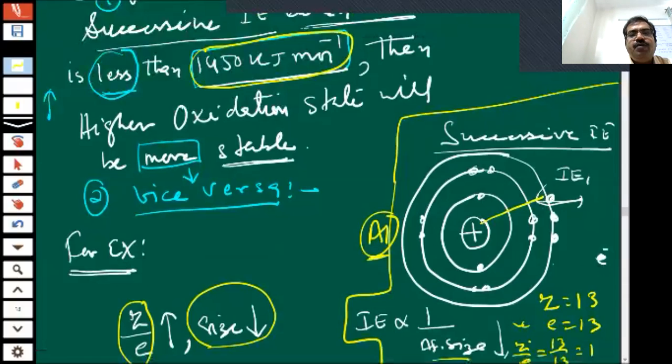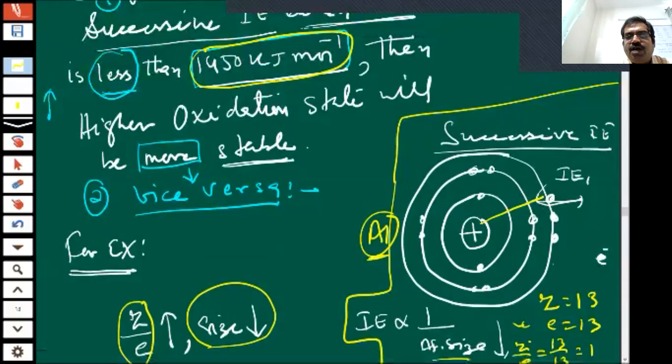Difference between IE2 and IE1. What is the difference? 7298, remove the decimals, not required, minus 520. The difference comes to 6777.8, approximately 6778.